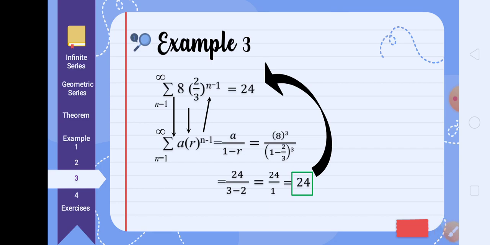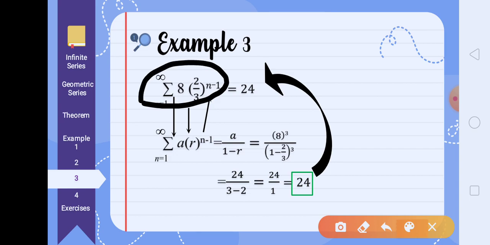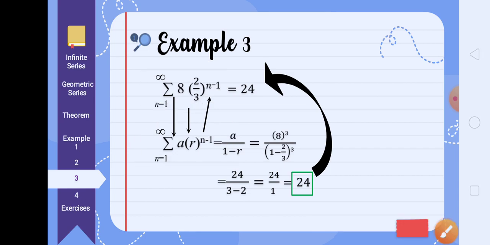Example number 3. The summation notation of 8 times the quantity of n over 3, n raised to the power n minus 1, where n is equal to 1. So this form, we can use this formula because the two is just the same. So this is our first term and this is our common ratio. So substitute our first term, which is 8. So 8 over 1 minus the common ratio, which is 2 over 3.